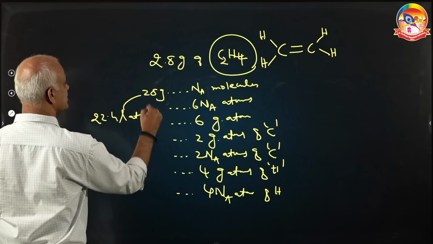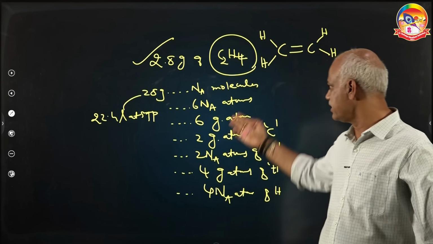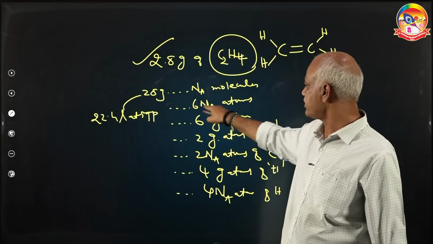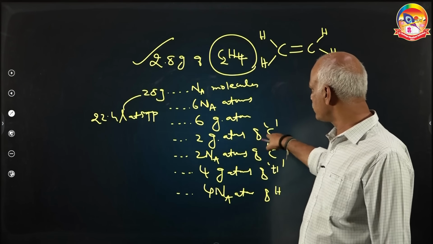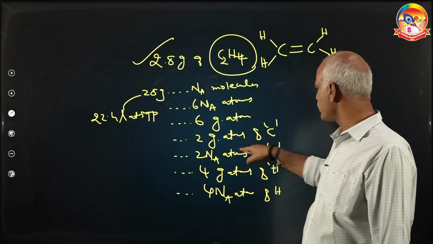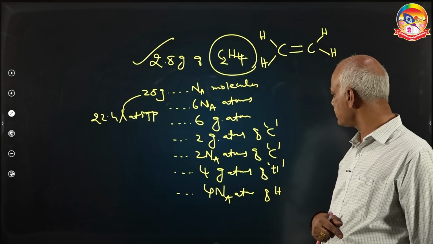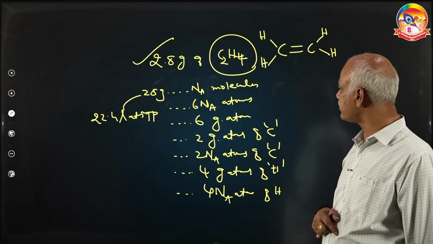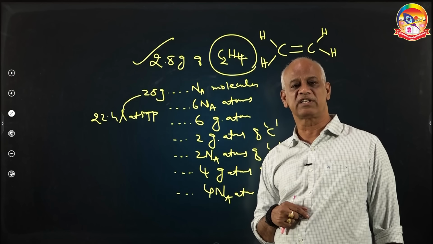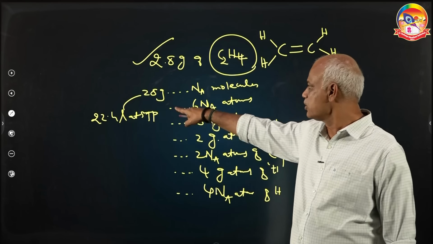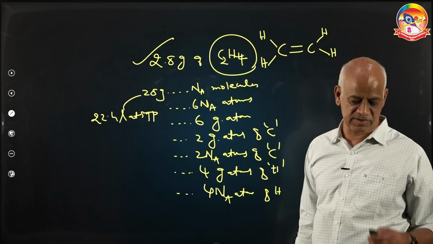If you know all these things, can't you calculate for 2.8? 28 grams contain Na molecules, which is nothing but 6 Na atoms. Total gram atoms are 6. There are 2 gram atoms of carbon. That is 2 into Avogadro's number of atoms of carbon. 4 gram atoms of hydrogen. That is 4 into Na atoms of hydrogen. And the 28 grams being a gas occupies 22.4 liters at STP. From which, if you know 28, you can calculate it for 2.8. This is one type of a question.